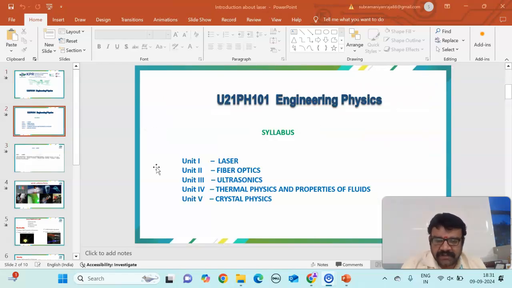As far as the engineering physics course is concerned in KPR IT, we have 5 units. Unit 1 deals with lasers. Fiber optics is unit 2. Unit 3 deals with ultrasonics, whereas unit 4 is concerned with thermal physics and properties of fluids. And crystal physics is the content that we have as unit number 5.